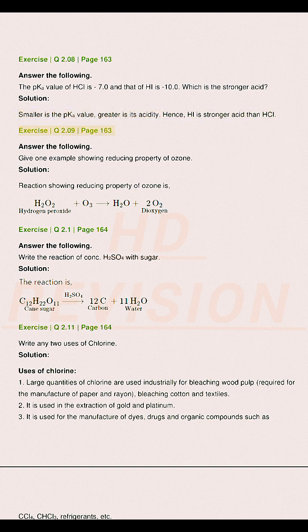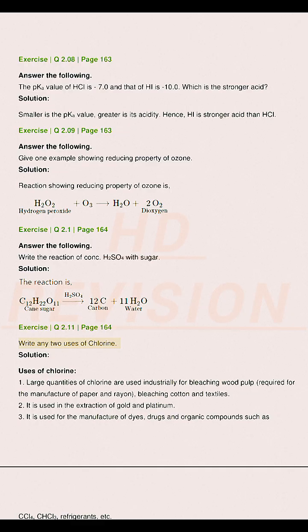Exercise Q2.09, page 163. Answer the following. Give one example showing reducing property of ozone. Solution. The reaction showing reducing property of ozone is given. Exercise Q2.10, page 164. Answer the following. Write the reaction of conc. H2SO4 with sugar. Solution. Exercise Q2.11, page 164.